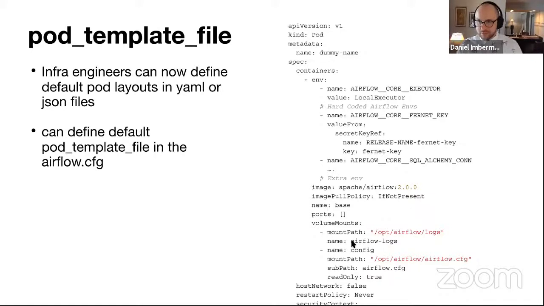So if I understand what you're saying, the pod template file allows you to create the defaults, and then when you're launching your task, you can use the executor config to override those defaults as needed. Exactly. As you'll see later on, you're actually able to import a custom pod template file and then add your overrides on top of that.